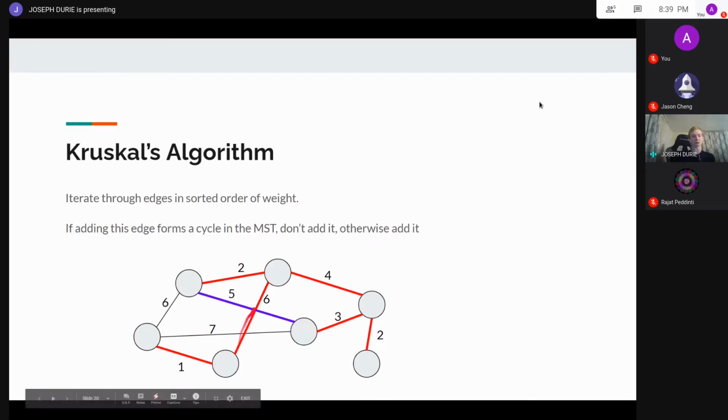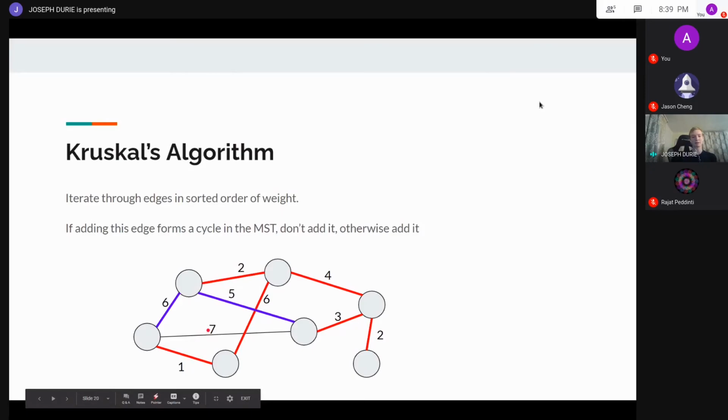So for example, we pick this one. This does not create a cycle. It's connecting 2 new components of the MST, so that's fine. But then this 6 creates this cycle here, so we don't want to add that.